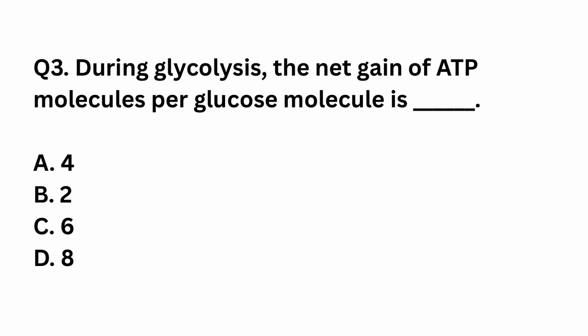Question number 3. During glycolysis, the net gain of ATP molecules per glucose molecule is dash. 4, 2, 6, 8. The right answer is option B, 2. Glycolysis produces 4 ATP and consumes 2 ATP, giving a net gain of 2 ATP. It also produces 2 NADH molecules for further energy production.